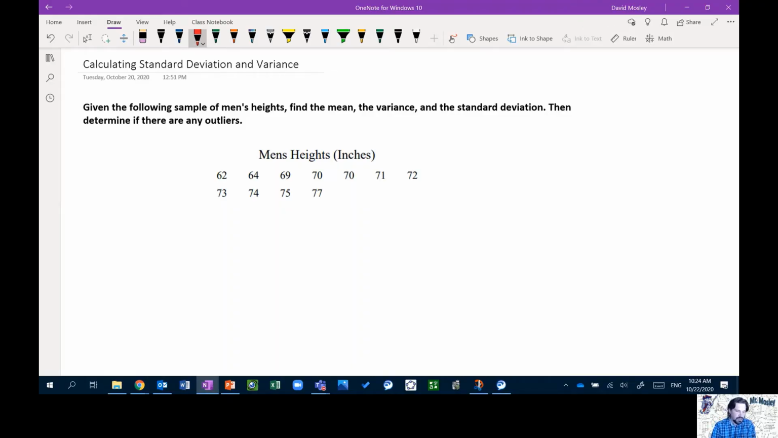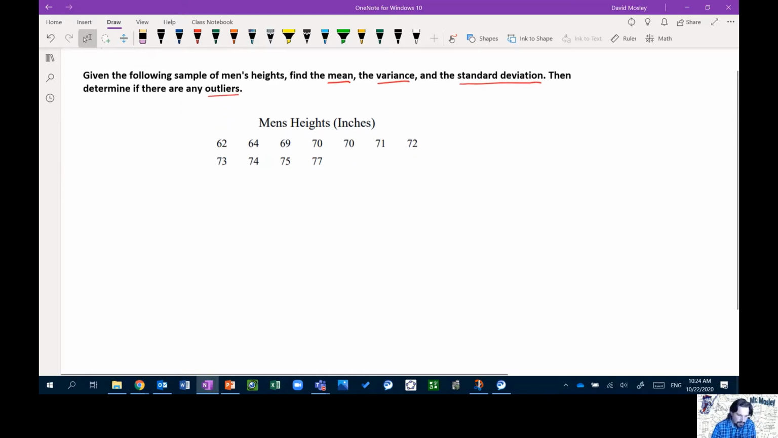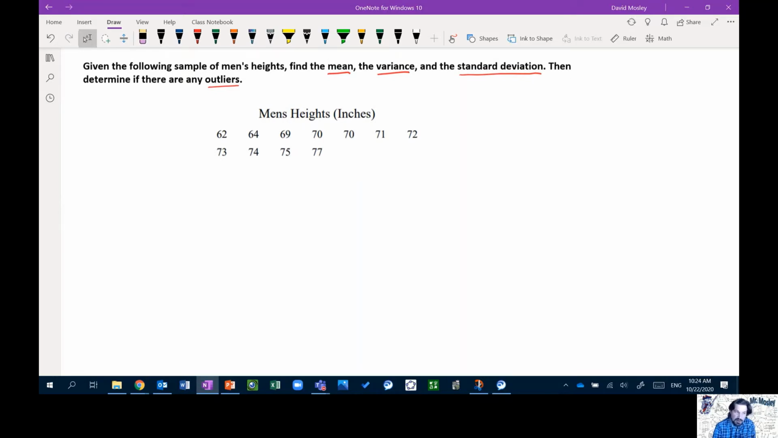So here is our situation, and we have the following sample of men's heights. We need to find the mean, variance, standard deviation, and then we're going to check for outliers using standard deviation. So we have all of these men's heights. They are already sorted for us. Unfortunately, when dealing with mean, variance, standard deviation, the order of the data doesn't really matter as much as it does for median and like IQR and those types of things.